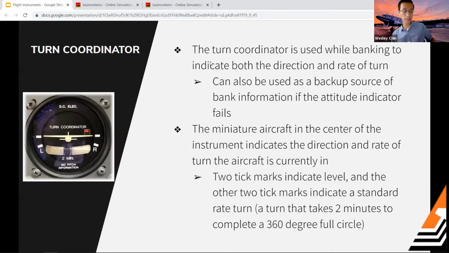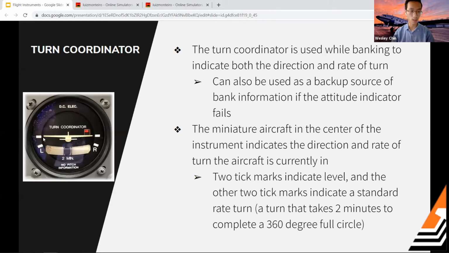So finally, let's talk about the turn coordinator. This instrument is used while banking to indicate both direction and rate of turn. And let's say you have a vacuum system failure. This could be used as a backup source of bank information, because then your attitude indicator would fail, right? So the miniature aircraft in the center would indicate the direction and rate of turn the airplane is currently in.